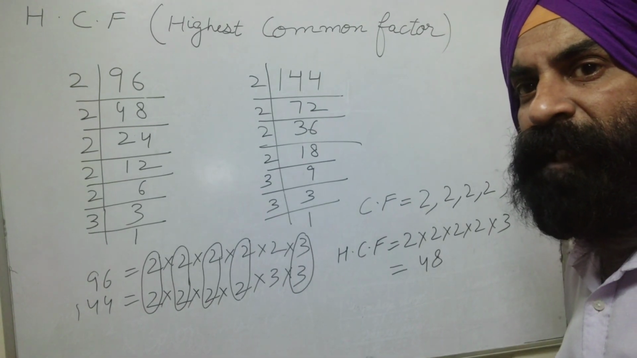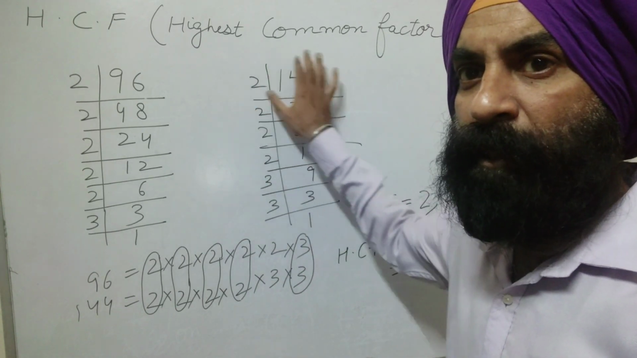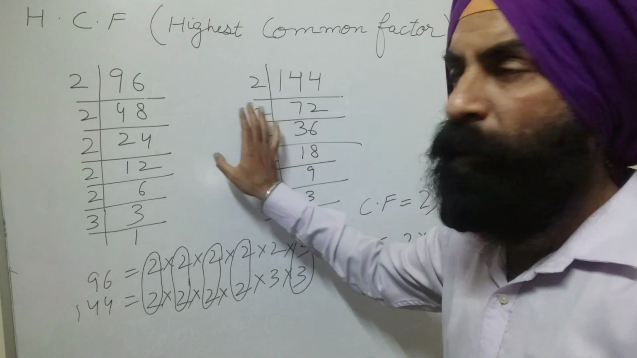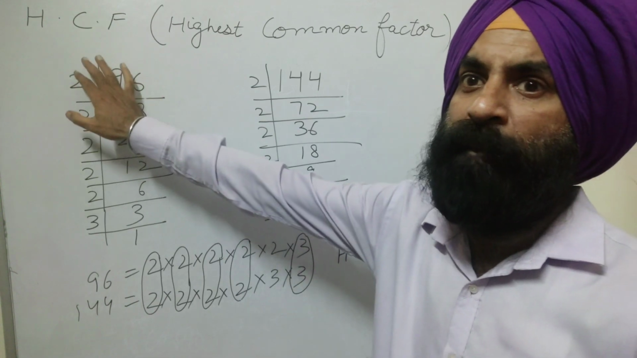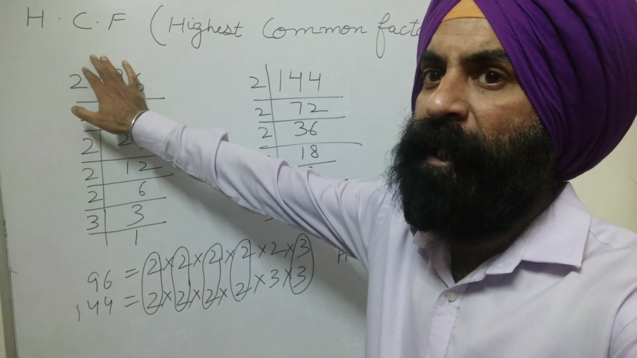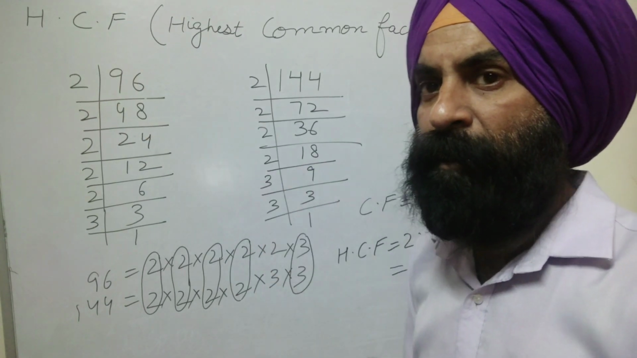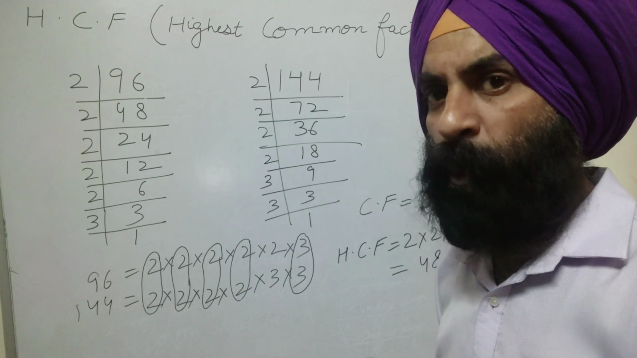So hope you understand this. So we have found out the highest common factor between the two numbers. In short, or in abbreviated form, it is denoted by the letters HCF. H stands for highest, C for common, F for factor. So HCF is highest common factor.